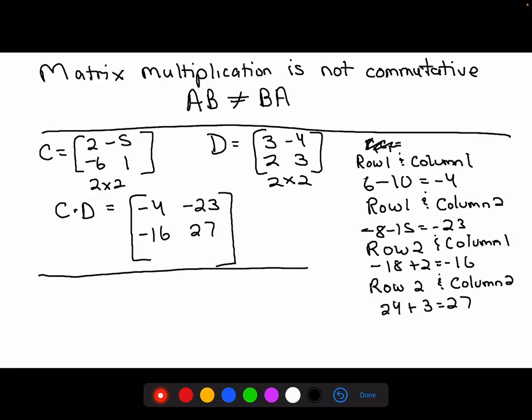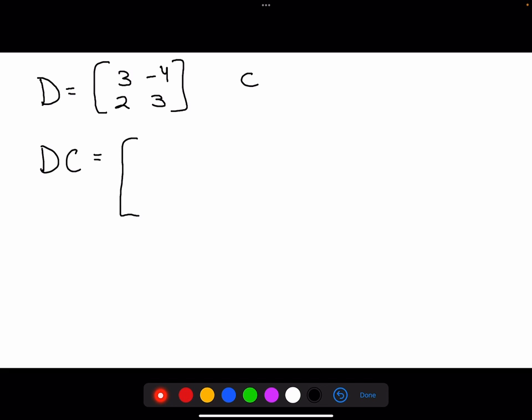Let's do it the other direction. I'm going to go to a new slide and rewrite. Let's rewrite D, it's the same matrix from earlier. You've got the 3, negative 4, 2, and 3. And then we're going to multiply that with C. We're going to do D times C and see what that comes out to. C was 2, negative 5, negative 6, and 1.